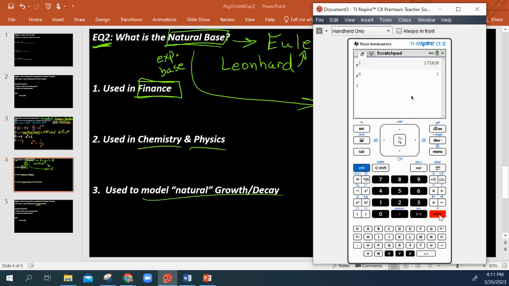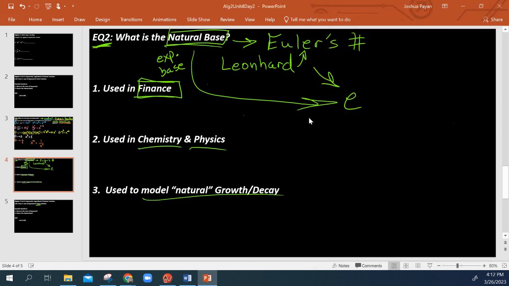Well, duh, if I raise it to the zero power, anything to the zero power is one. If I raise it to the first power, this is where we see what the number actually is. It's about 2.718. And it's an irrational number, meaning this number goes on and on and on forever.